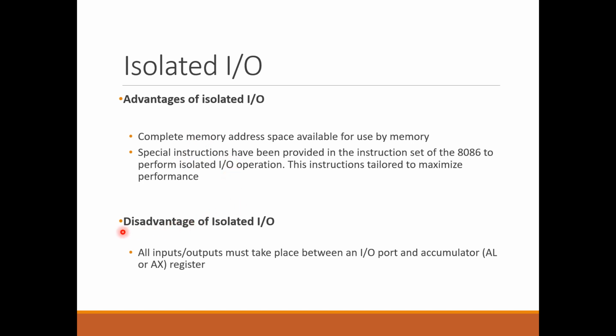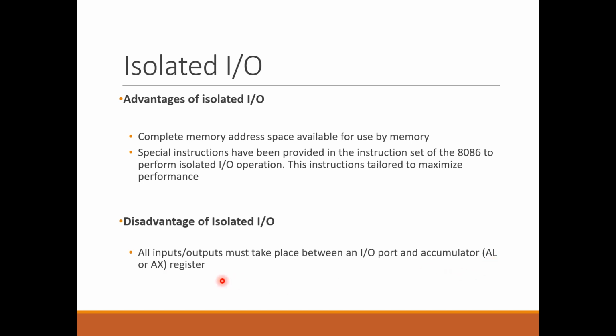However, we have a disadvantage of the isolated I/O. Whenever we are using isolated I/O interface, only the IN and OUT instructions are used in order to transfer data, and the data transferred can be done using the AL or AX register. Whenever you are using only 8 bits, AL is used, but whenever you are using 16 bits of data transfer, AX is going to be used.